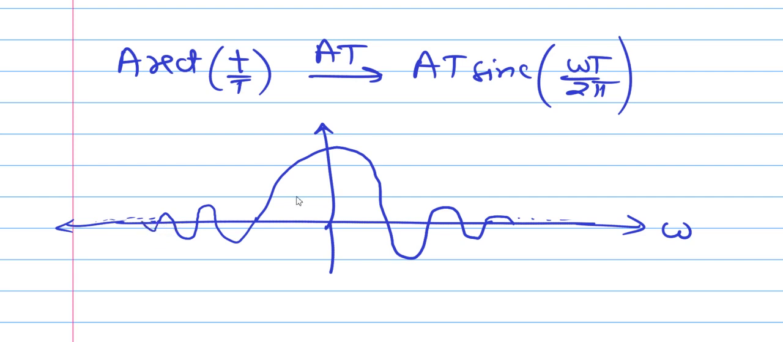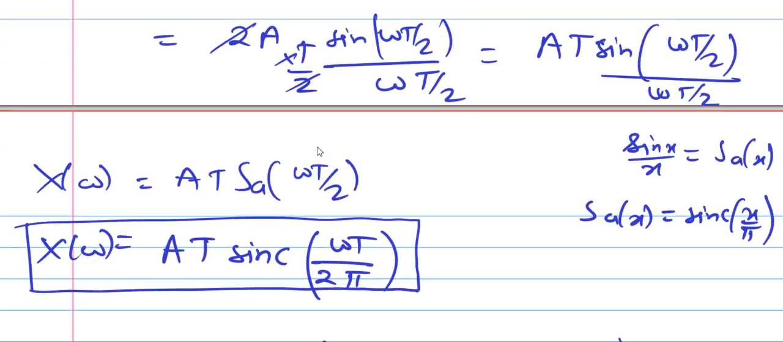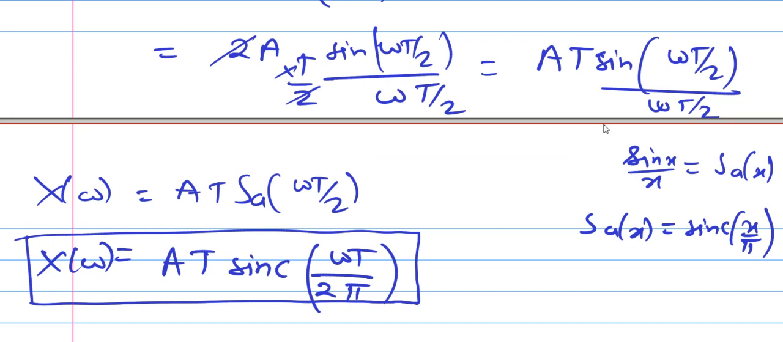Now we will find out at what frequency the Fourier transform is 0, that is, at what frequency the value of X of omega is 0. Also we will find out at omega equal to 0 what the amplitude is. So in the previous step we got AT sine of omega T upon 2 divided by omega T by 2.